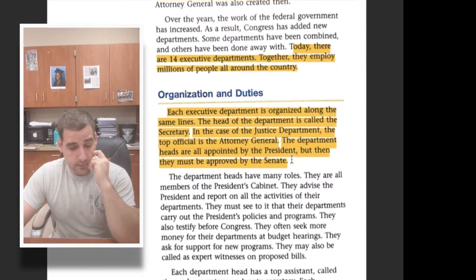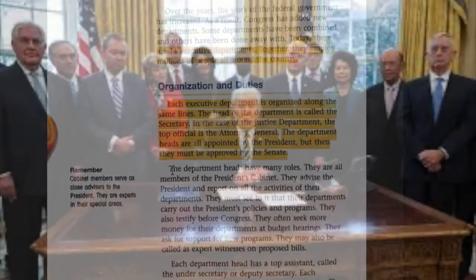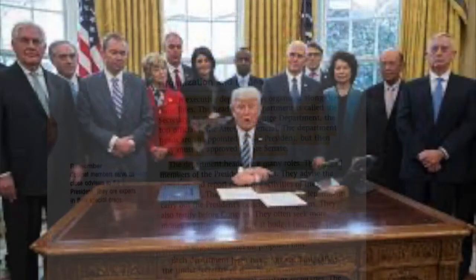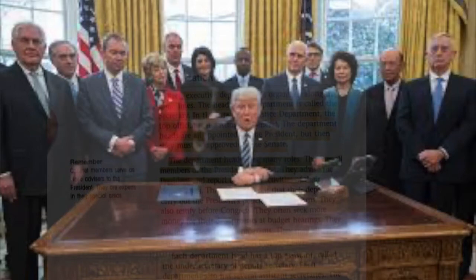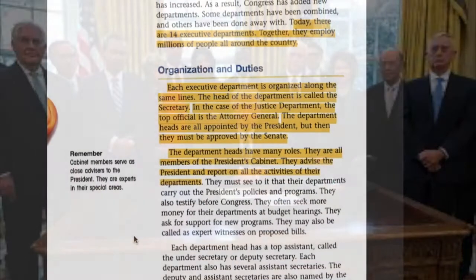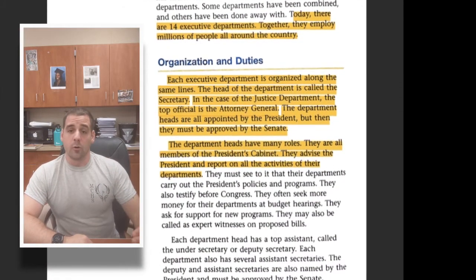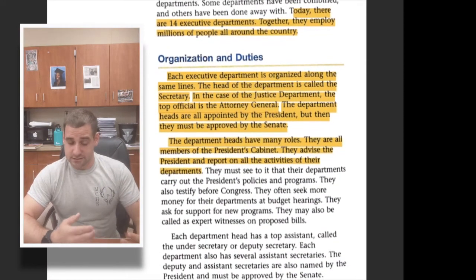The president can choose whoever he wants for these positions, but then they must be confirmed by the Senate. The department heads or the secretaries have many roles. They're members of the president's cabinet, and they give him advice, and they report to him on their areas. So the Secretary of Education is the one the president talks to when he's got questions about how our nation's schools are doing, or when they want to come up with a plan to make changes.